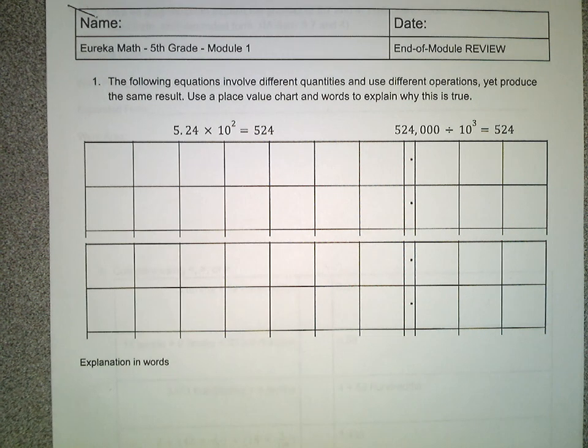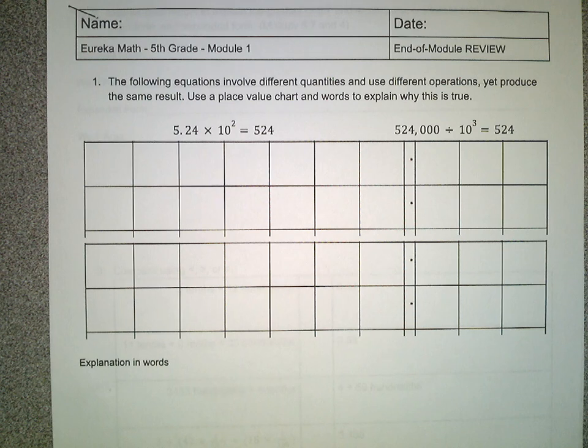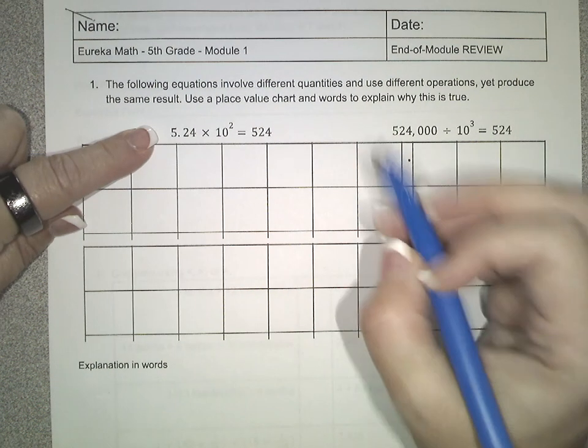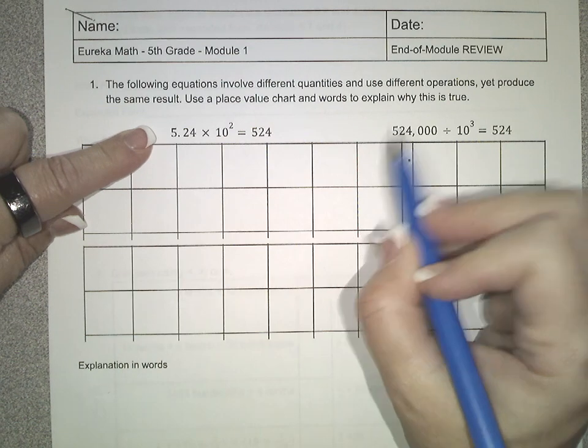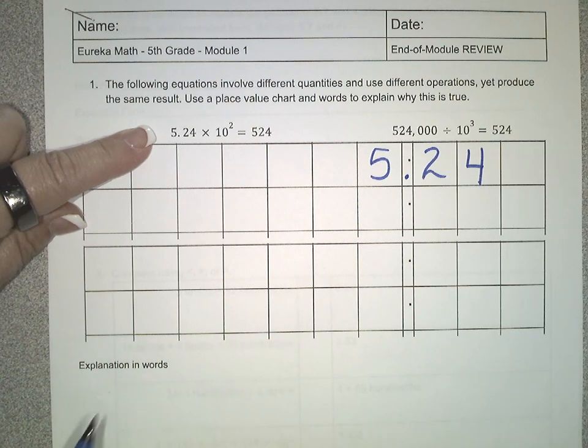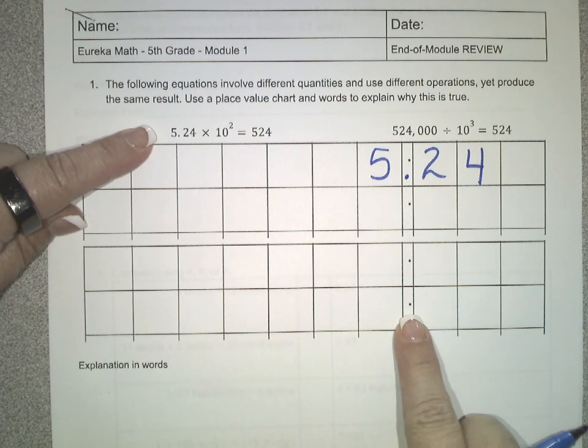Number one, the following equations involve different quantities and use different operations, yet produce the same result. Use a place value chart and words to explain why that's true. So we have two place value charts, so we're going to go ahead and write the first equation in the chart. We have 5 and 24 hundredths. I know where to write it because right here is where the decimal is.